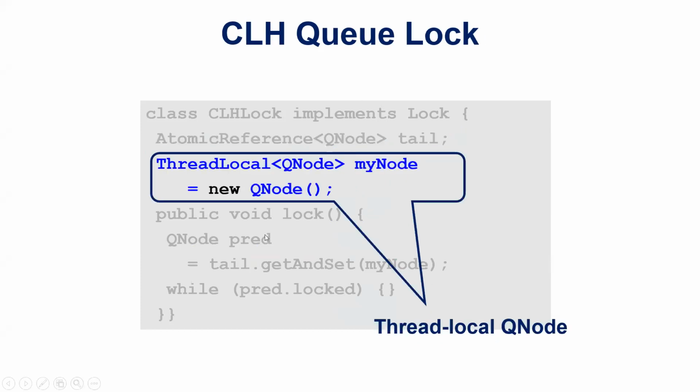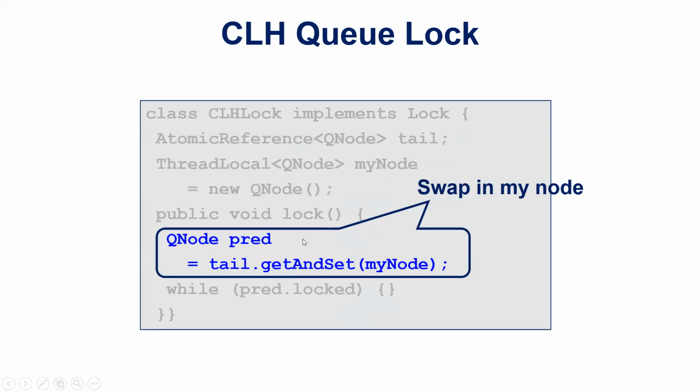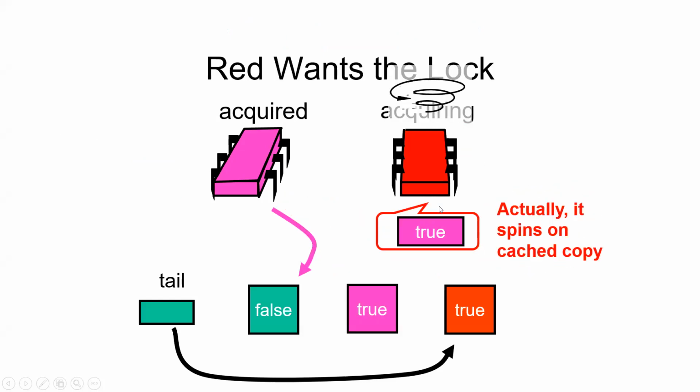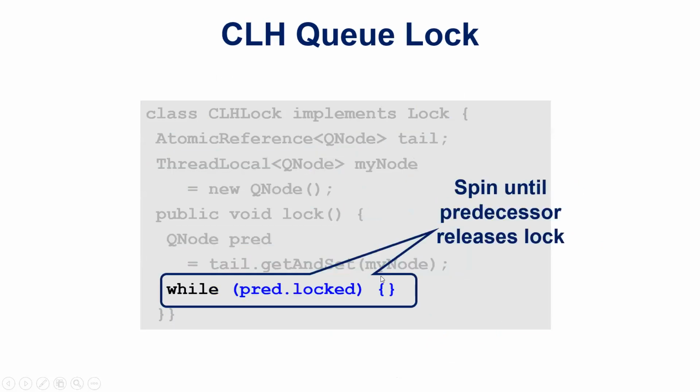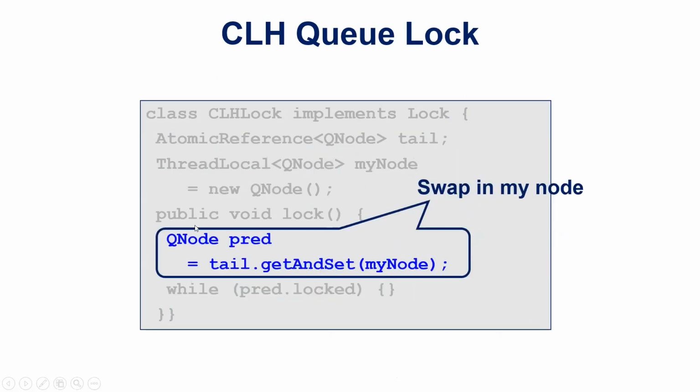Next, we are creating the new queue node, which is local to that particular thread. Next, the swapping operation. Whenever any thread comes, we need to create that queue node. After creating the queue node, we need to get the predecessor, and that new thread will spin on the predecessor, right? That step we are doing here. So what is happening here? Get and set of my node. This is an atomic operation, right?